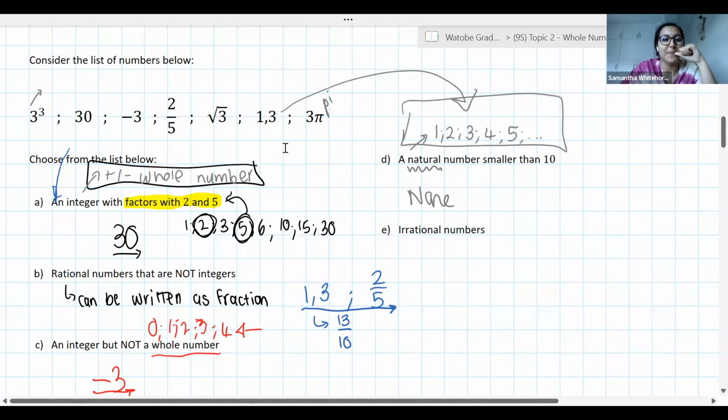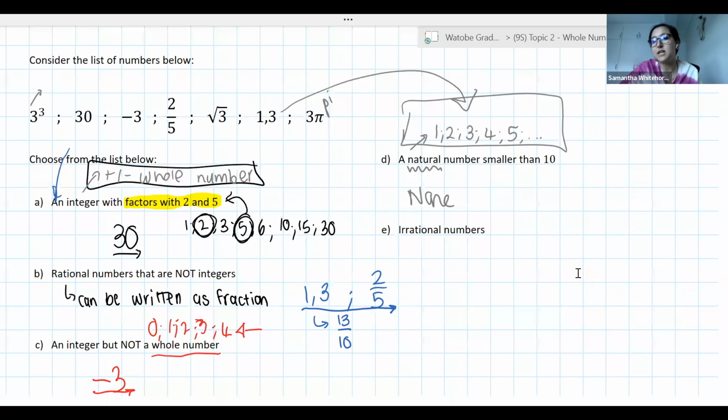Good, guys, well done. Right, last one, an irrational number. So who wants to tell me what an irrational number is? Hands up. Callan, what's an irrational number?